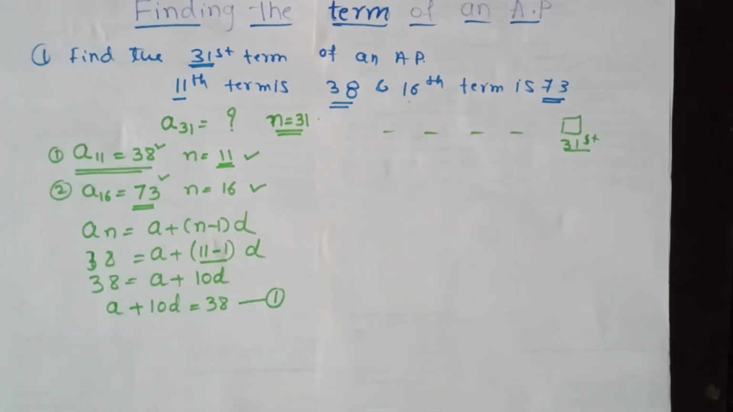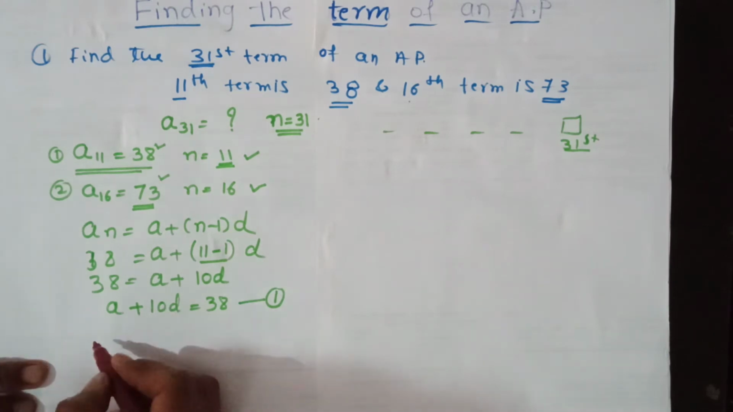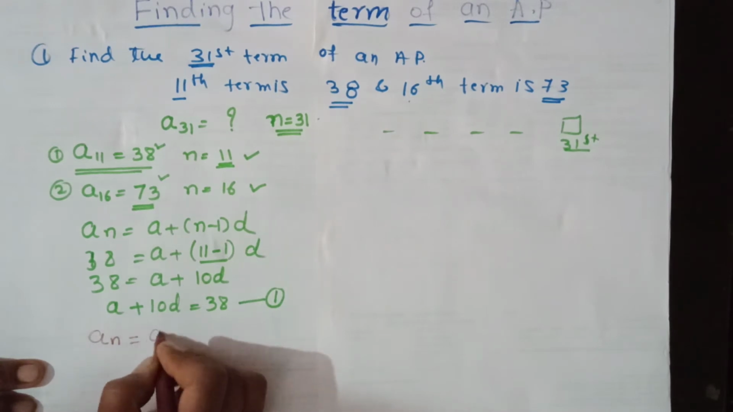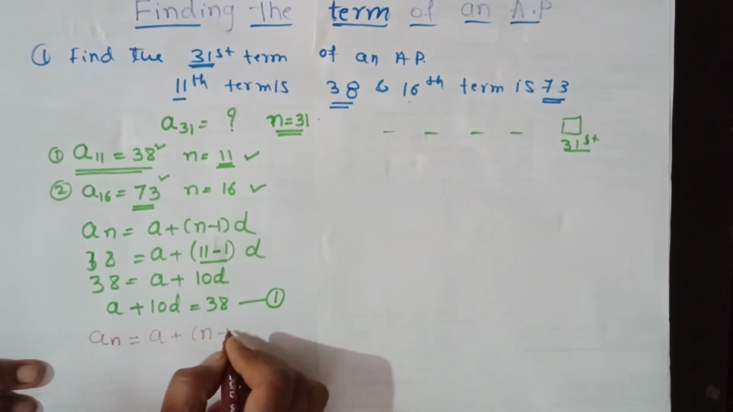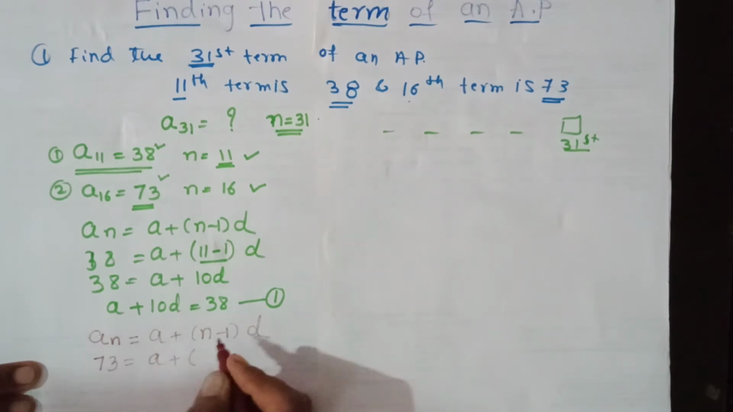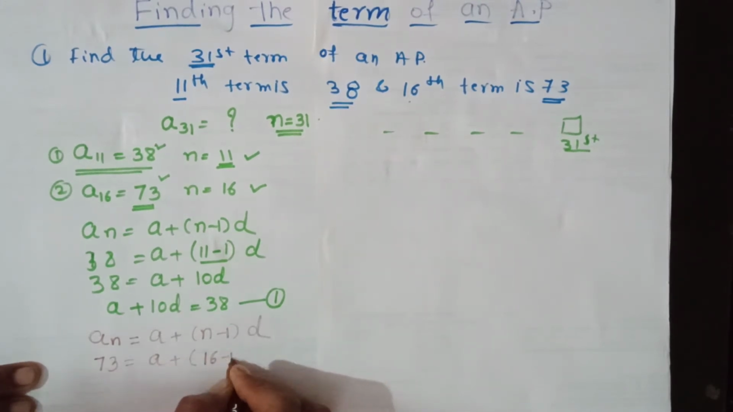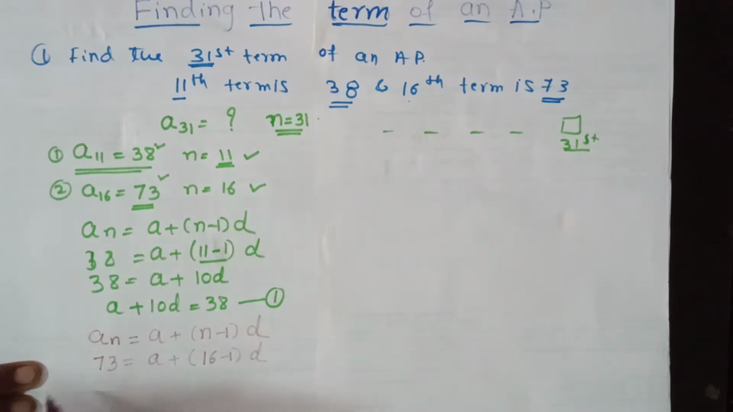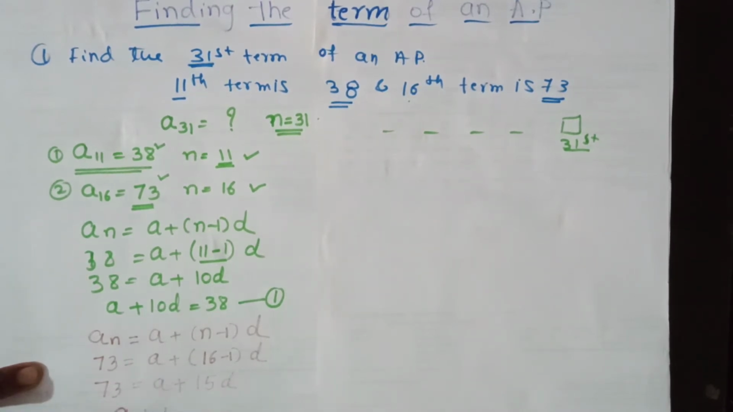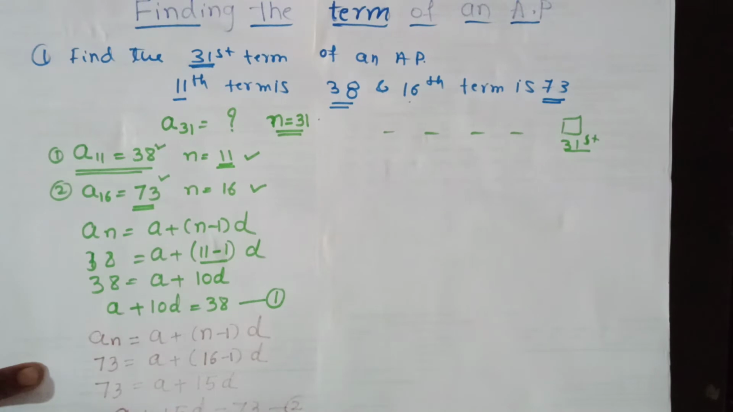Now in the same way I am taking the second one. What I have been given here is A16 is equal to 73. Once again I am writing the formula AN is equal to A plus N minus 1 into D. So 73 is equal to A, which I don't know, but I know N. N is 16. So 16 minus 1 is 15, D. What you will get here is 73 is equal to A plus 15D. So it can be written as A plus 15D is equal to 73. I am referring to it as equation 2.